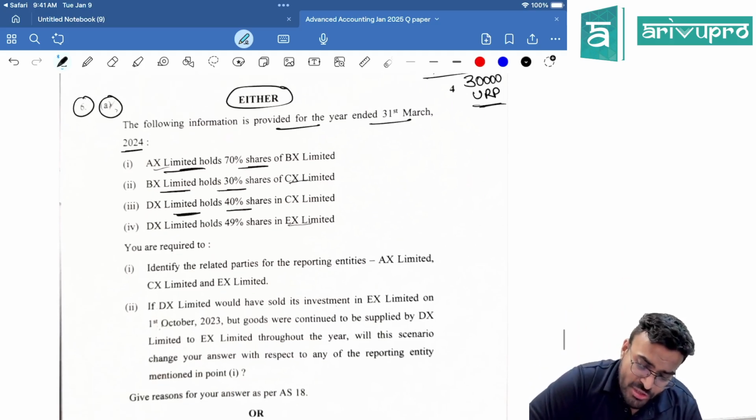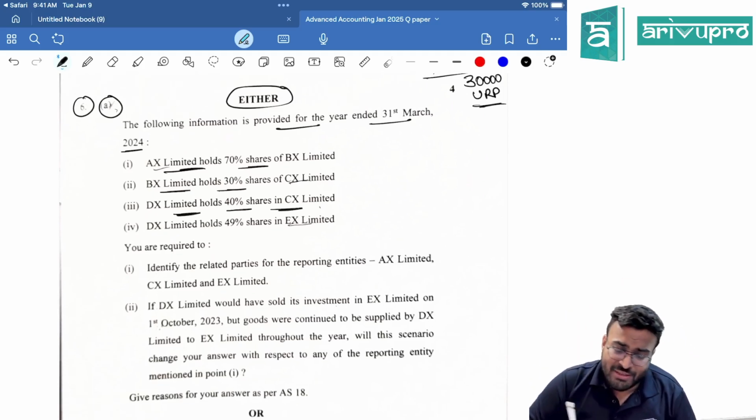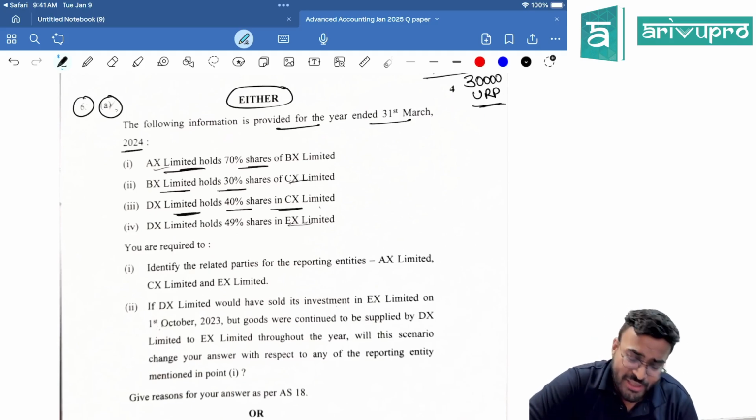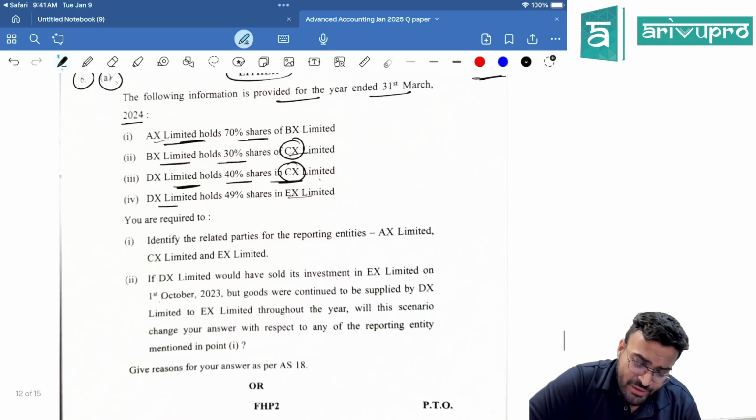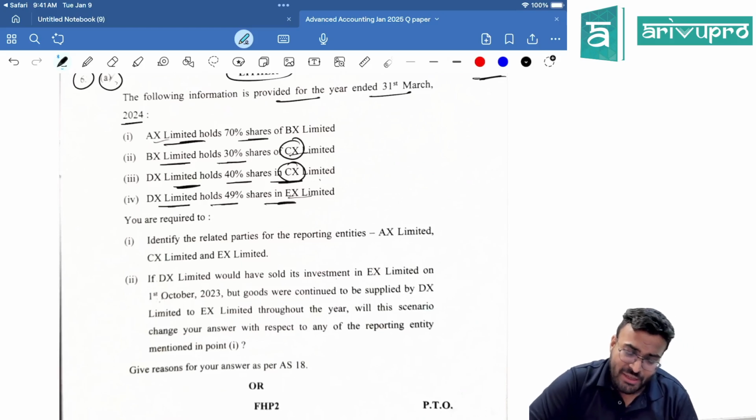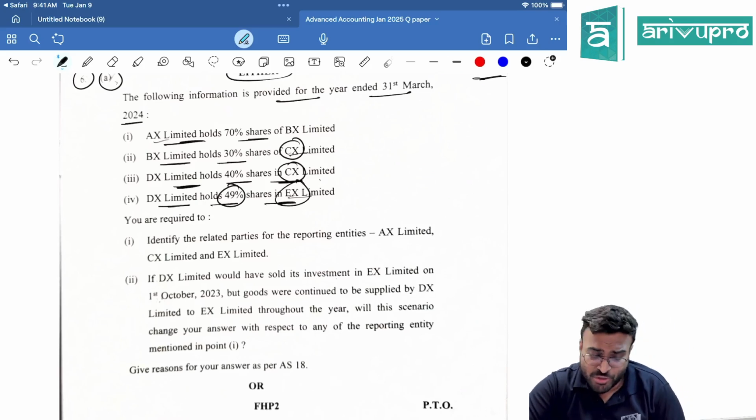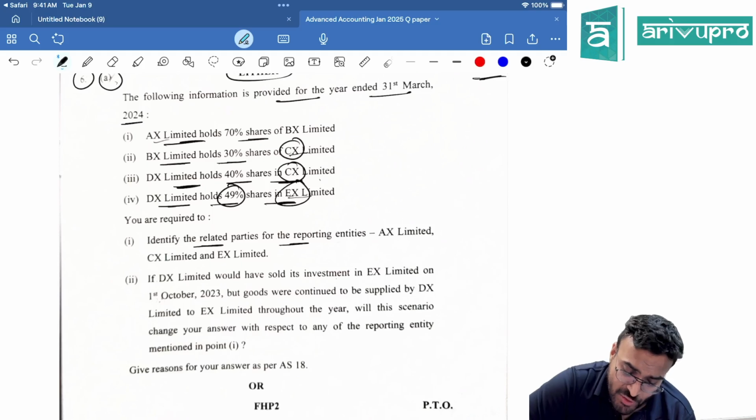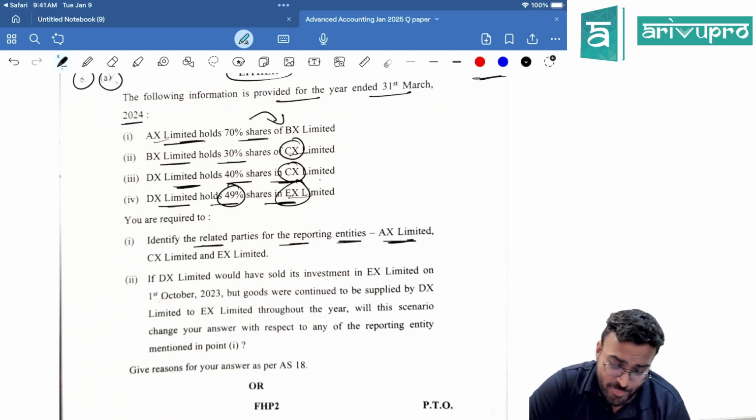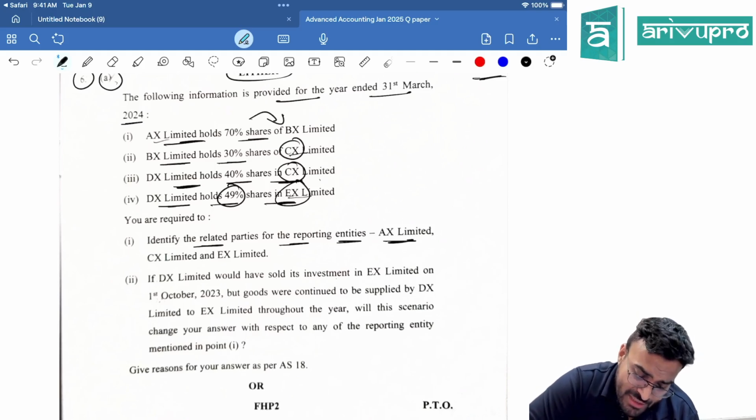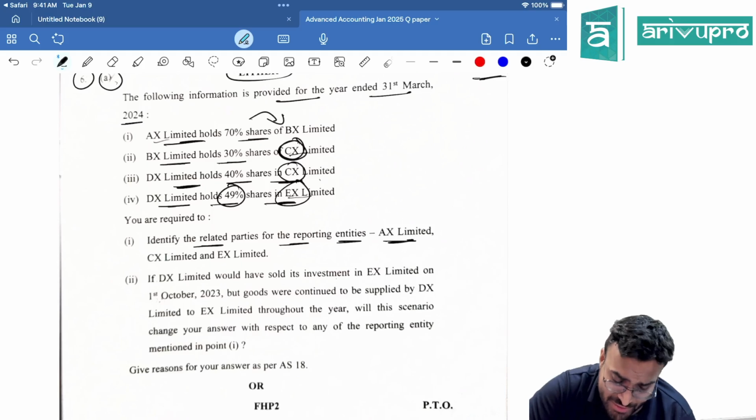DX Limited holds 40% shares in CX Limited. So for DX Limited also, CX Limited is an associate. DX Limited holds 49% in EX Limited. It's holding 49%. Again, EX Limited is an associate. Identify the related parties for the reporting enterprise AX Limited. For AX Limited, this is subsidiary company. And subsidiary company, CX Limited, is having an associate.